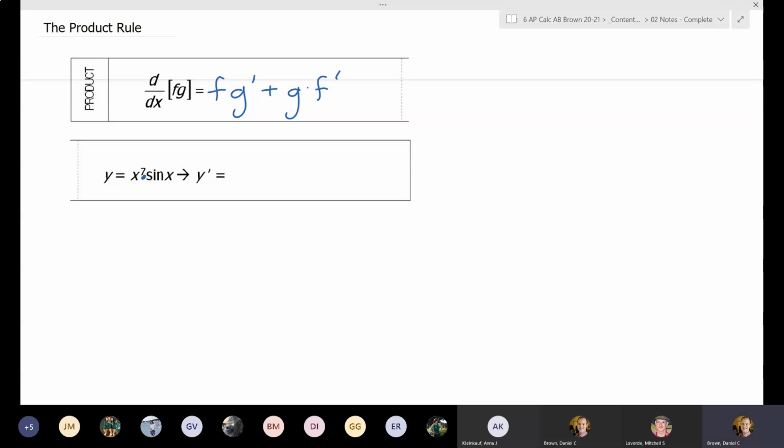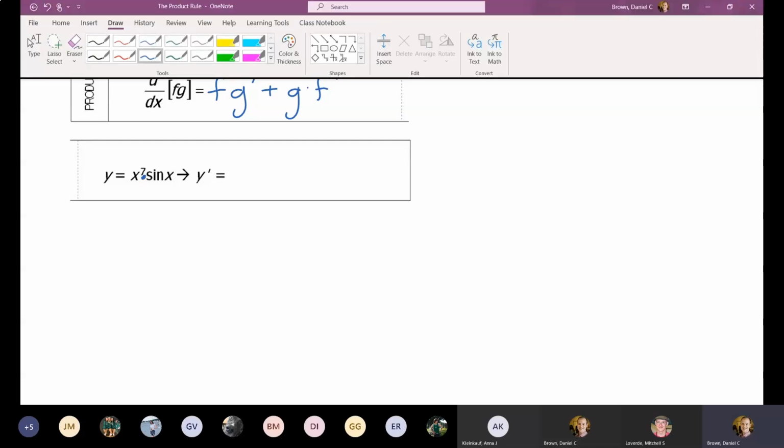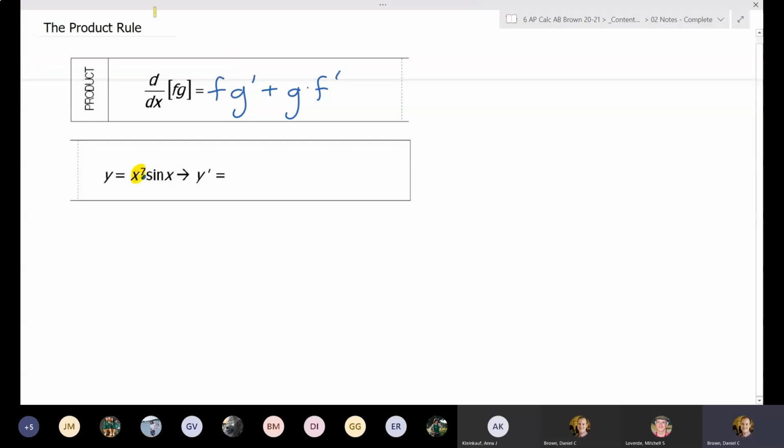So basically, when you multiply 2 things together, the derivative is more complicated. You cannot just take the derivative of each part. You do have to follow the product rule. So if I'm taking the derivative of x to the 7th times the sine of x.